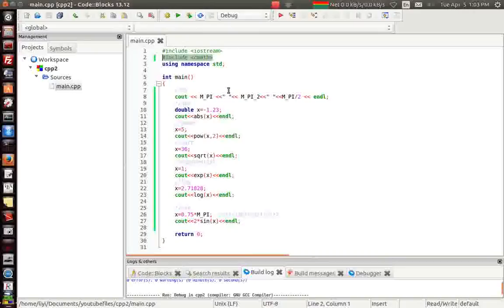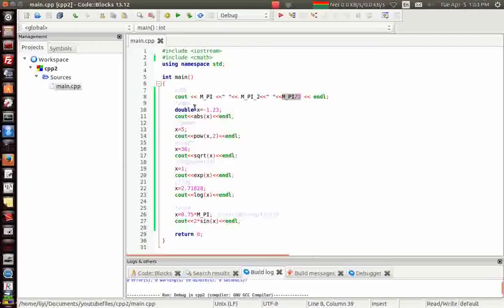So for example, the first thing is the constant pi, and it can be accessed by M_PI. All of them are uppercase, and that is 3.14159, something like that. And then if you add an _2, that is 1/2 of pi, which is also a constant. So you can check this with pi divided by 2, so actually they have the same value.